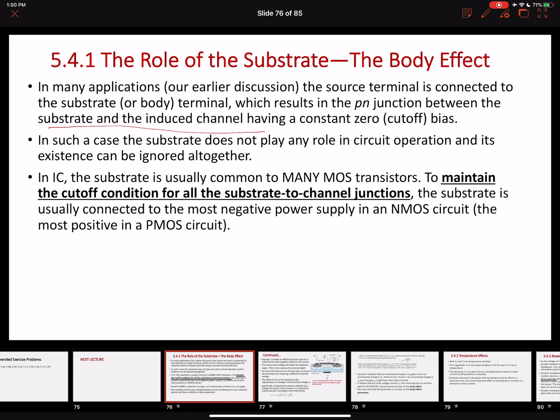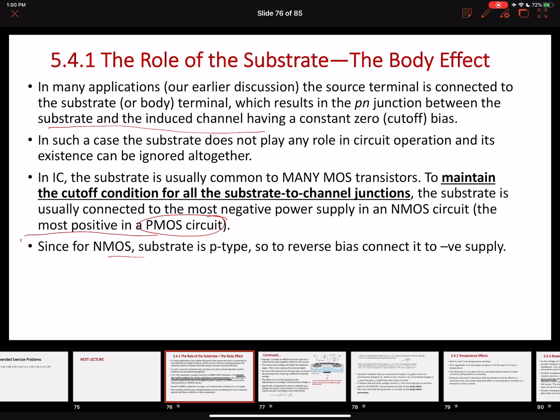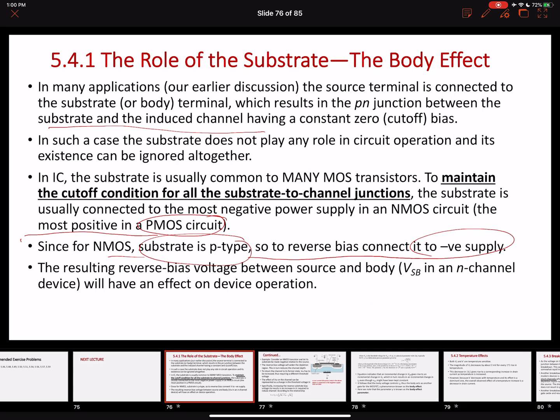And the same thing is true in a complementary way, in which for a PMOS circuit, we want to connect the substrate to the most positive supply. For an NMOS, the substrate is P-type, so to reverse bias it, we connect it to the negative supply of the circuit. Now, we will see that rather than just connecting the body to the source and grounding it, if we connect a negative supply to the body, this will start to have an impact on the operation of the MOS transistor. And this is what we are going to discuss.